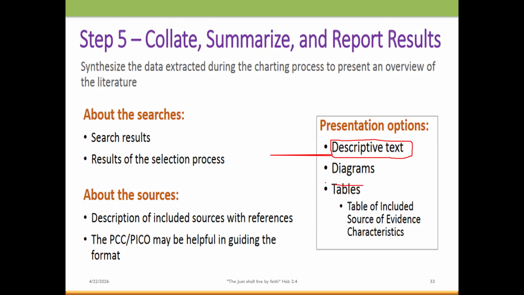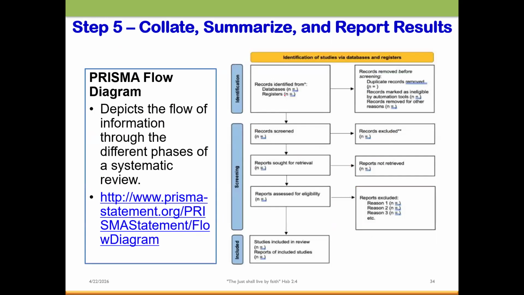Tables usually provide the summary or the characteristics of the studies included. But you have to provide a descriptive text that highlights each of these components. And then of course, importantly, don't forget the PRISMA flow diagram.